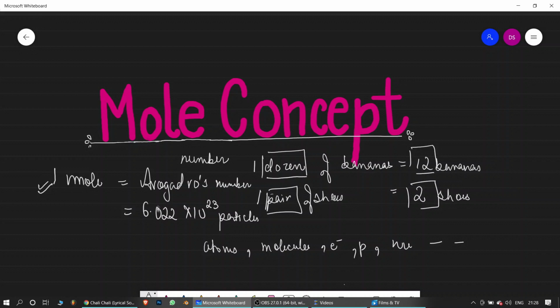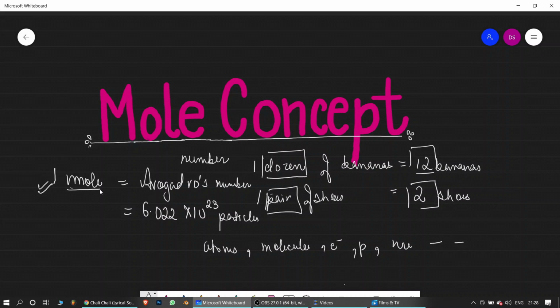Whenever I say I have 1 mole of an atom, I mean to say I have 6.022 into 10 raised to the power 23 particles of atom. When I say I have 1 mole of molecule, then again I mean that I have 6.022 into 10 raised to the power 23 particles. Are you getting it? So 1 mole is associated with one particular number, and that number is known as Avogadro's number. I hope this is clear to you.